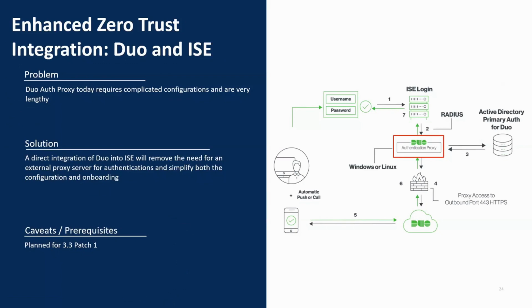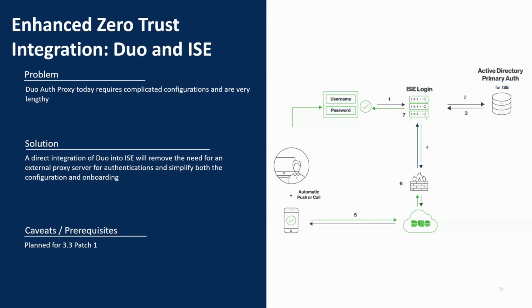Right now, to use Duo with ICE, you have to have that authentication proxy server sitting between ICE and anywhere else. So ICE or Duo is actually doing the Active Directory lookups and passing the information back and forth to ICE. Well, what we're planning for patch 1 is getting rid of that middleman server.